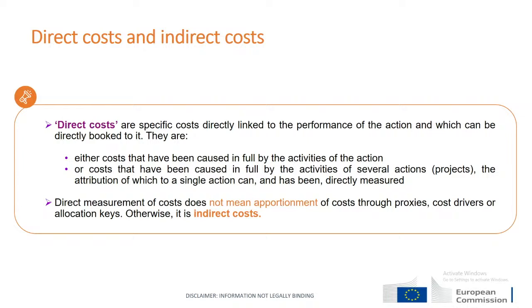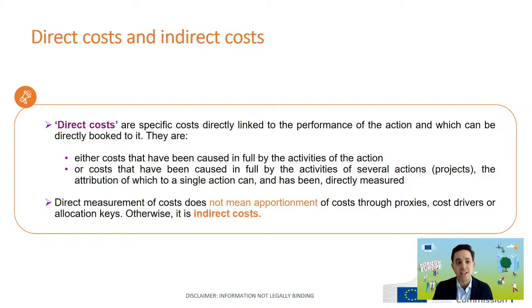So as I was explaining in the previous slides, we have direct cost and indirect cost, but still I believe it's very important to really make a distinction between direct and indirect cost. So what do we mean by direct cost? Direct costs are specific costs directly linked to the performance of the actions. And they can be either costs that have been caused in full by the activity of the action, or costs that have been caused by the activity of several actions, and therefore you, the beneficiary, need to make the attribution or to have any kind of measure to see how directly you can provide the attribution for the specific actions.